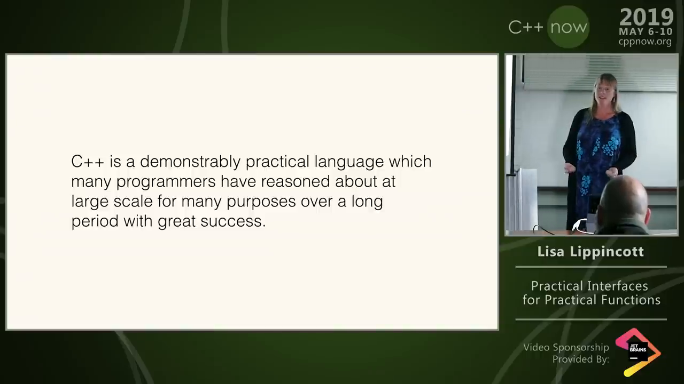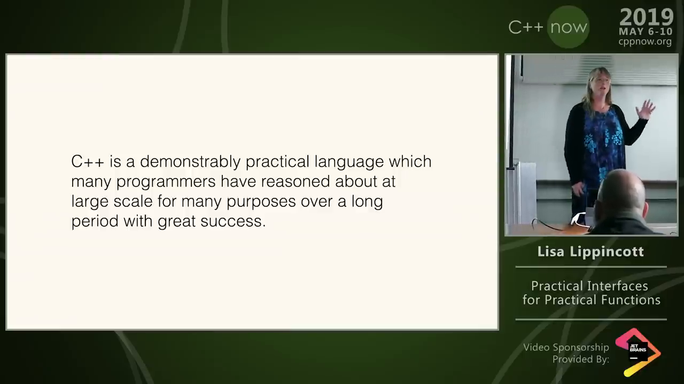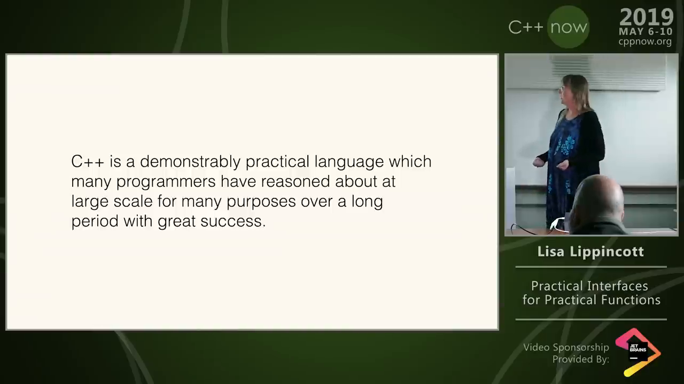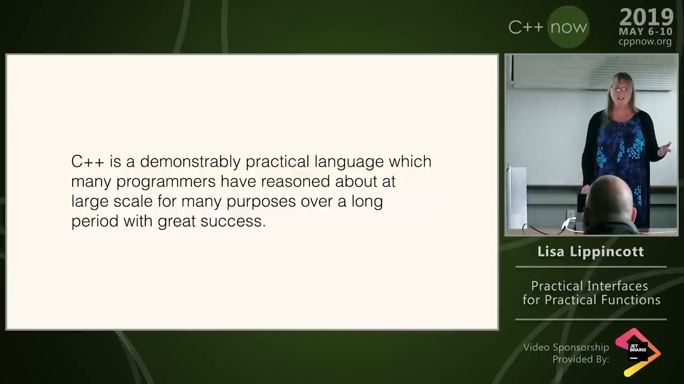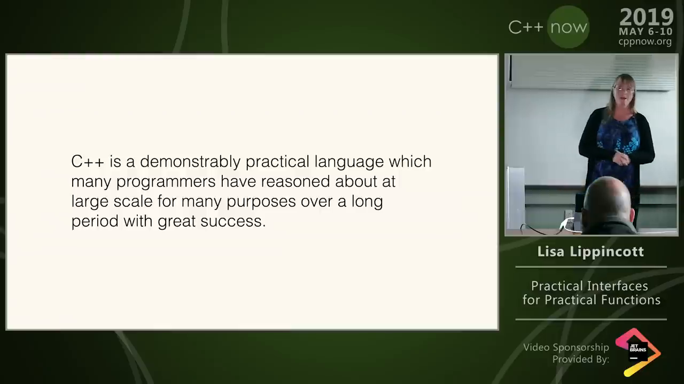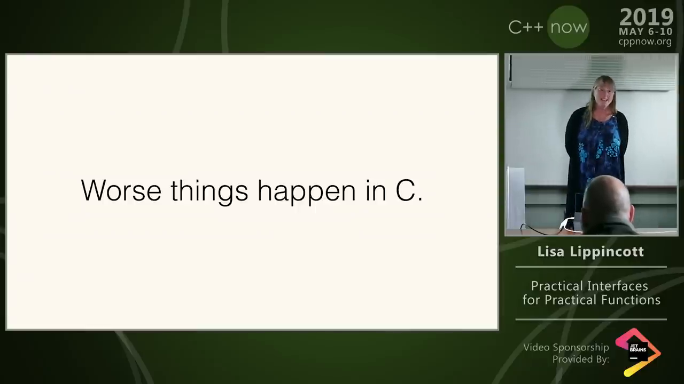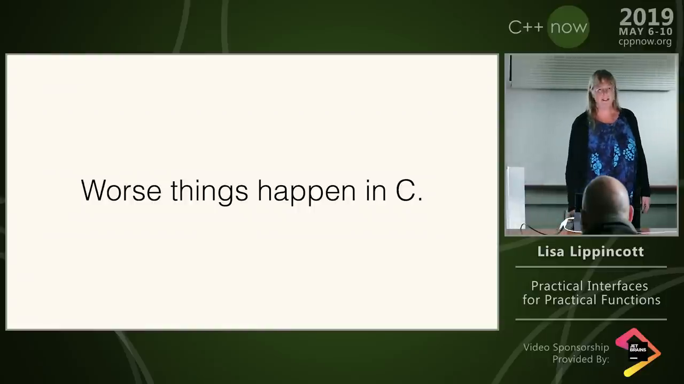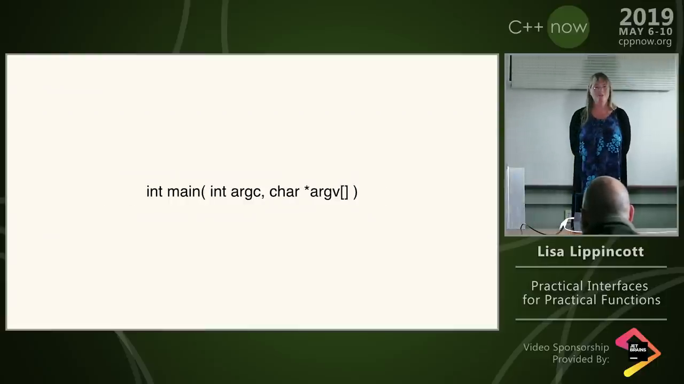So today I'm going to take advantage of that, because what I'm going to do is look at some demonstrably practical functions that people have been using successfully for a long time and write formal interfaces for them. But I don't want to pick the cleanest, nicest examples. I'm going to pick the things that are old and maybe not so nice. And if you're looking for examples that are old and maybe not so nice, everybody knows worse things happen in C. So I'm going to pick examples that were designed for use from C. And there is probably no more prominent example of a function designed for use from C than this one. Let's talk about the interface for main.